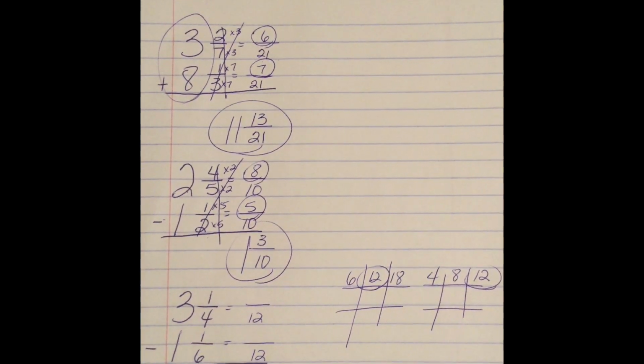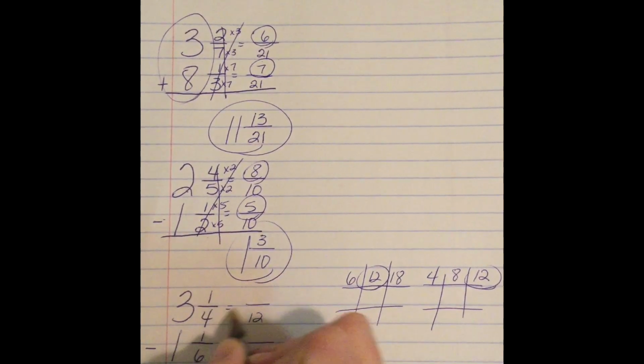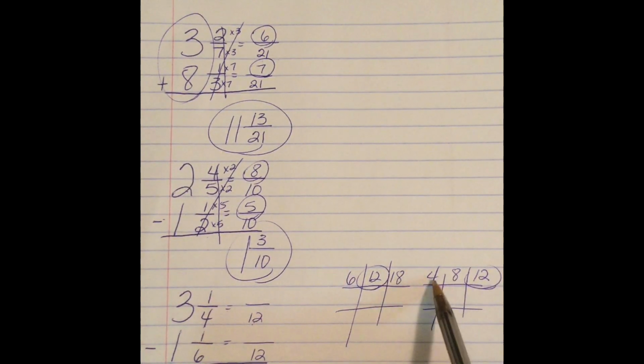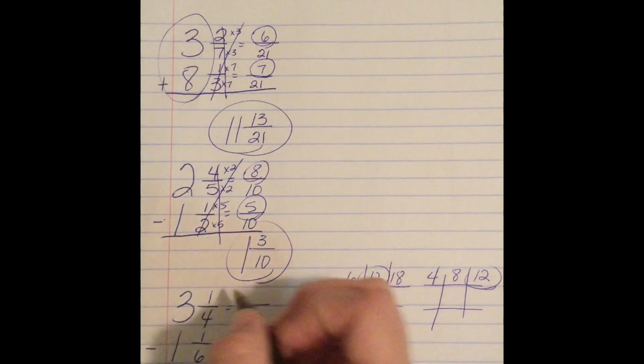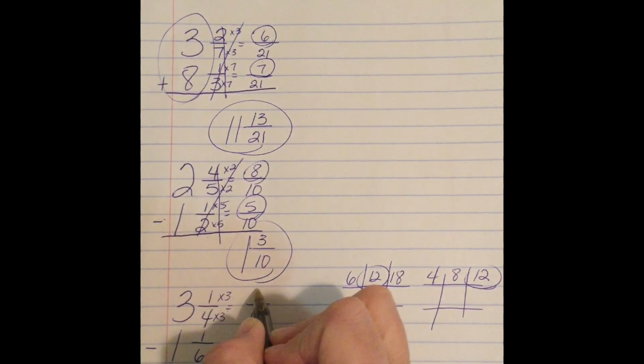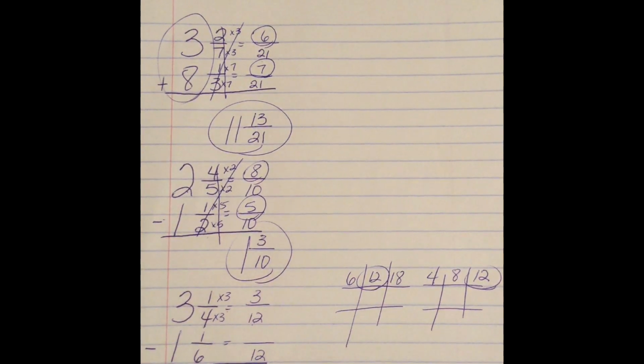Okay, make equivalent fractions. 1/4 equals something over 12. I know 4 will equal 12 when I multiply it by 1, 2, 3. So 4 times 3. So then I multiply the numerator. 1 times 3 is 3. 1/6 equals something over 12. 6 equals 12 when I multiply it by 2. 6 times 2. So then I multiply the numerator times 2. And 1 times 2 is 2.